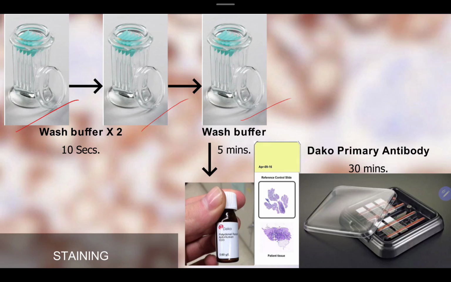Notice, no tap water is introduced. It's wash buffer, because here we want to be really specific, so there should be no external interference. After the wash buffer, we're at number 3: the addition of your primary antibody.